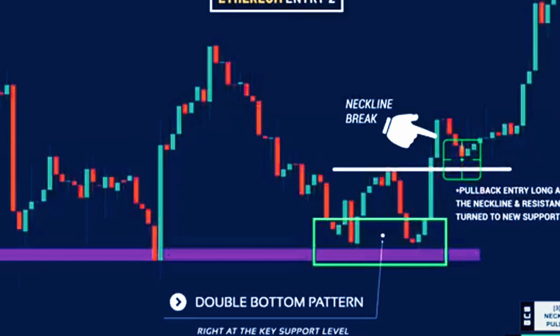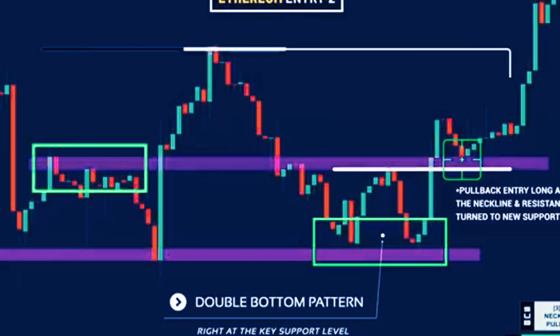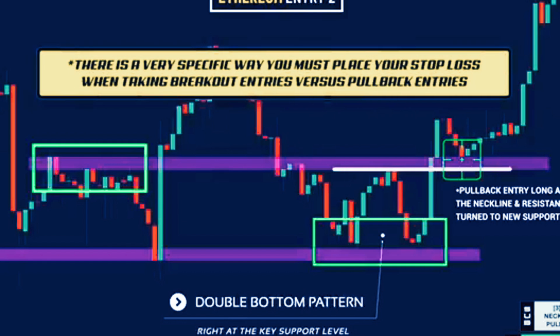This is actually a very good level because it was formed way back here. Now, there is a very specific way you must place your stop loss when taking breakout entries, but then a very different way you must place your stop loss when taking pullback entries.